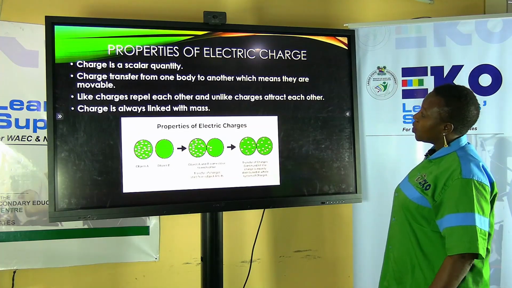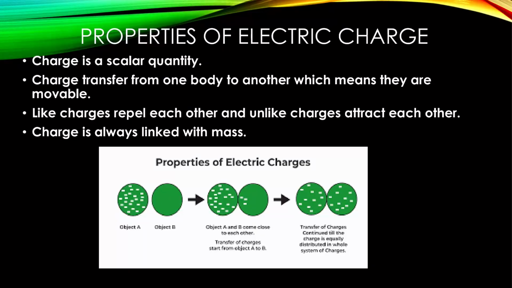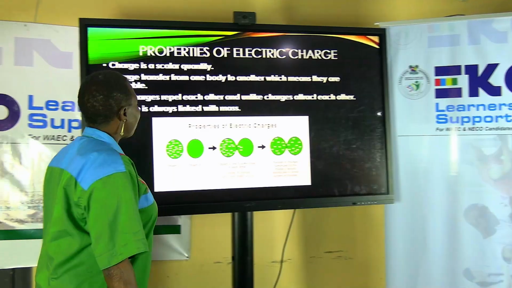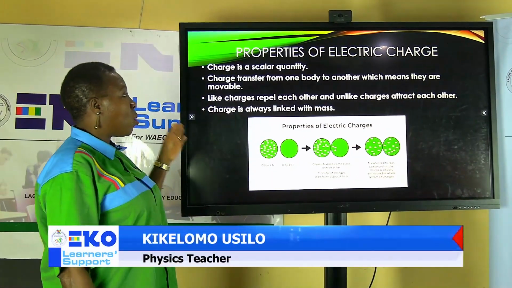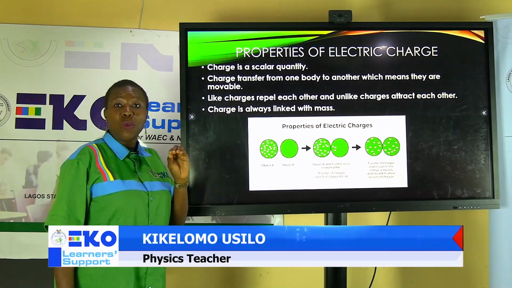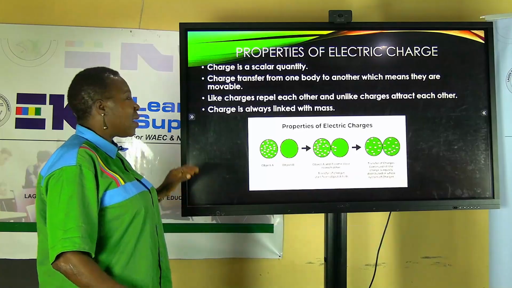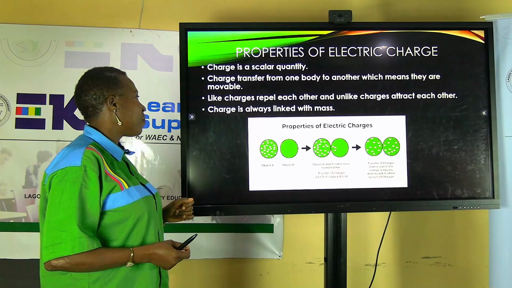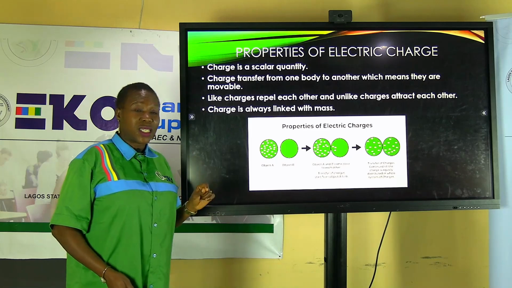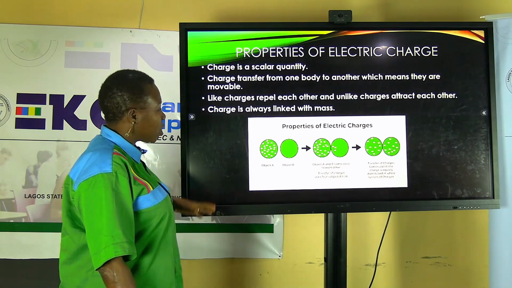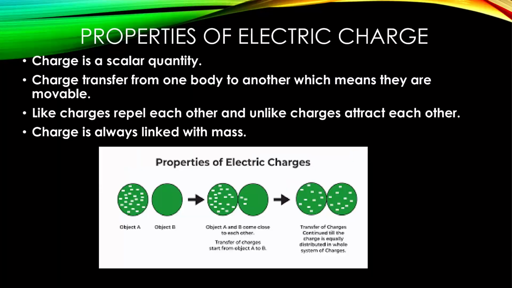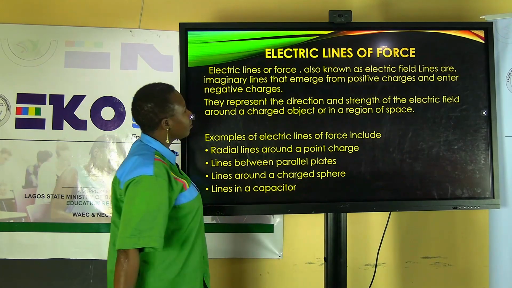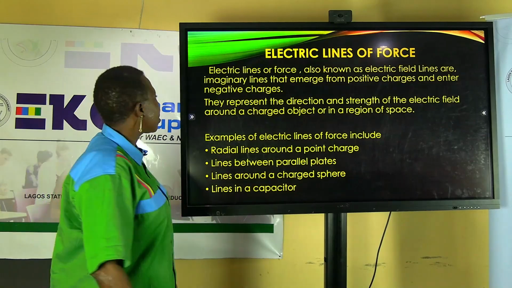What are the properties of electric charge? Charge is a scalar quantity. It also transfers from one body to another, which means they are movable. Like charges repel each other, and unlike charges attract each other. And charge is always linked with mass, just as we have here, the properties being explained with the aid of a diagram.